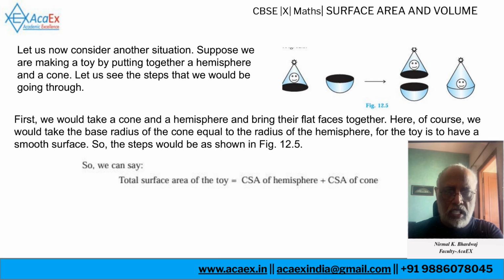Let's consider another example, making a toy by joining a hemisphere and a cone. First, we take a cone and a hemisphere. For the toy to have a smooth surface, the radius of the cone's base must be equal to the radius of the hemisphere. When we bring their flat faces together, we get the final toy shape. The formula for the surface area is the total surface area of the toy equals the curved surface area of the hemisphere plus the curved surface area of the cone.